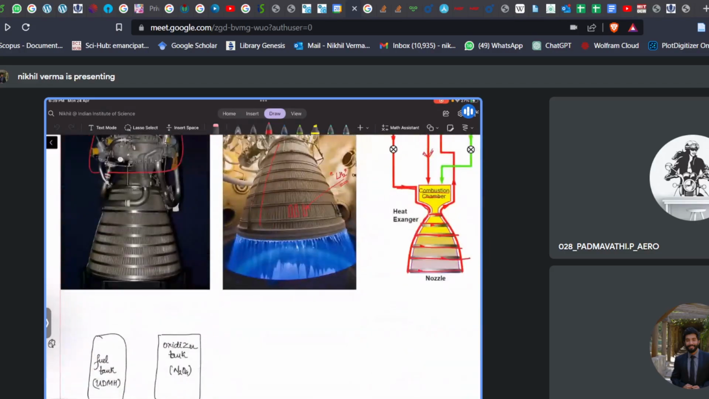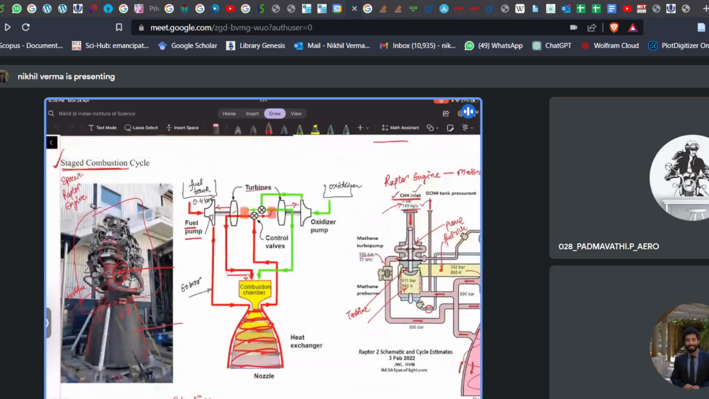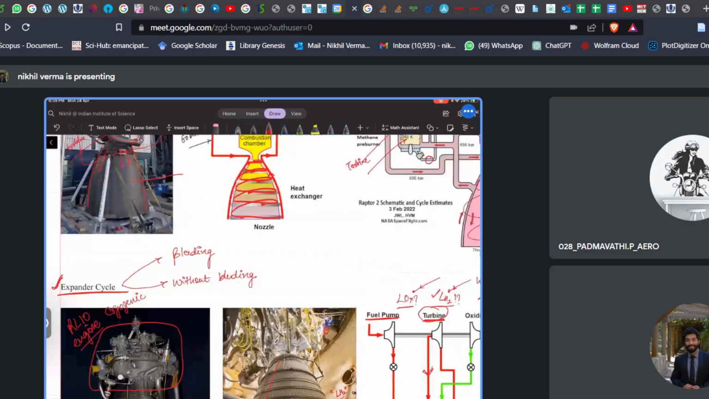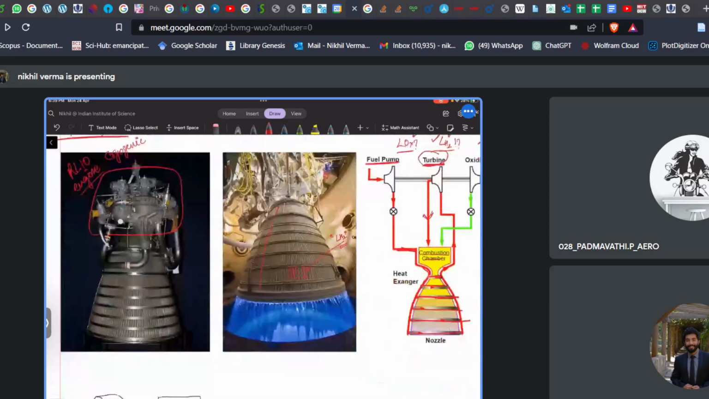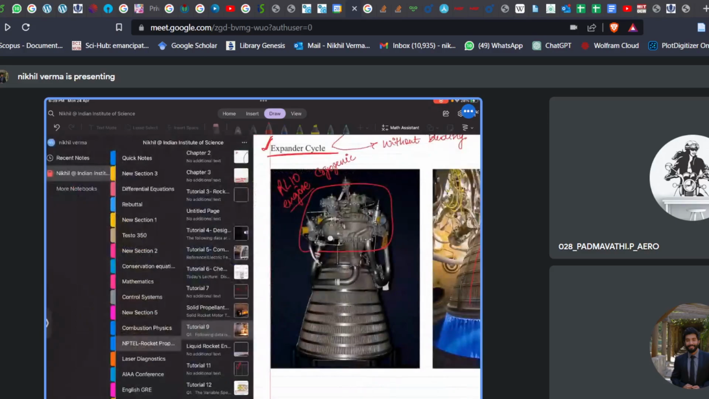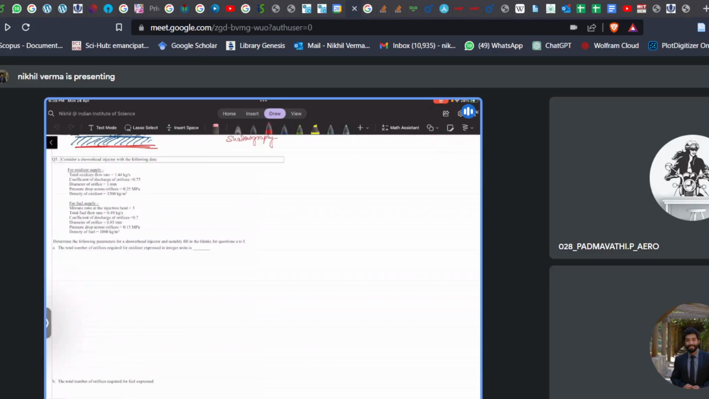So the staged combustion cycle is used when we don't have a limitation for the chamber pressure. So it is used for higher chamber pressures. And the expander cycle is used when we can use the benefit of the cryogenic engines.